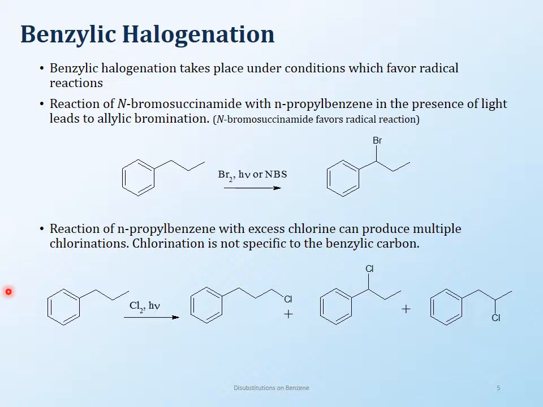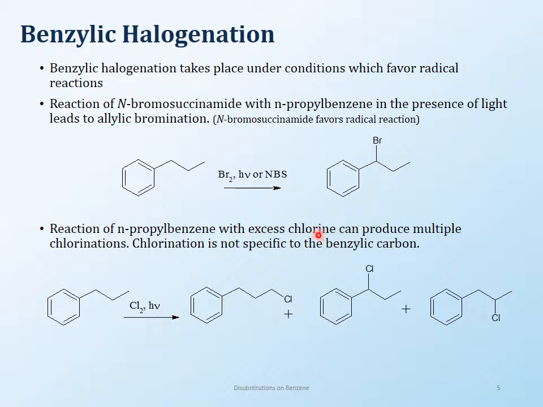Let's look at the benzylic halogenation. There are two halogenations which are very common, bromination and chlorination. So the first one to look at here is the bromination, which you can do with bromine in presence of light, or you can also use NBS. The product that you end up getting from bromination is this product, which is the benzylic bromination of n-propylbenzene. So this is a long chain that is connected to benzene. However, the only position that reacts is the benzylic position.